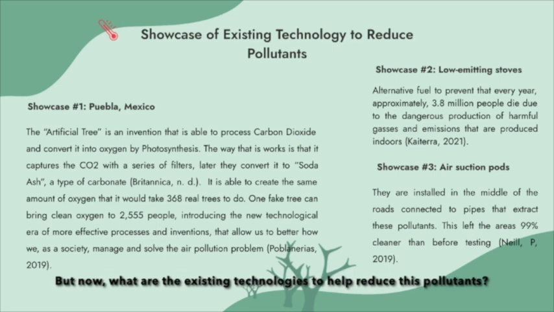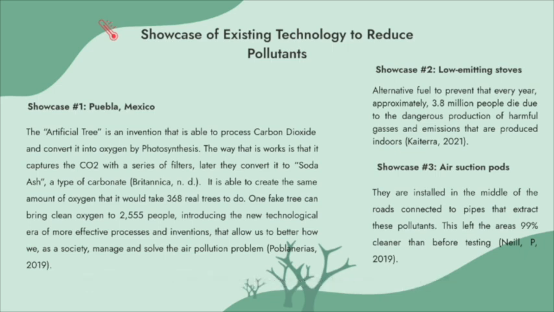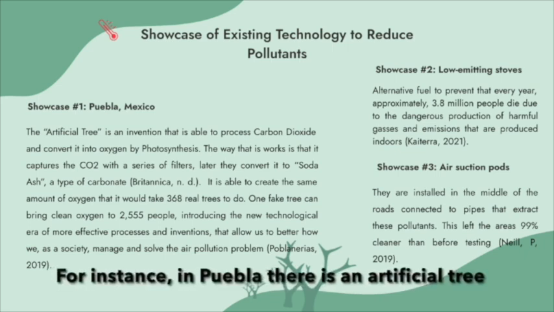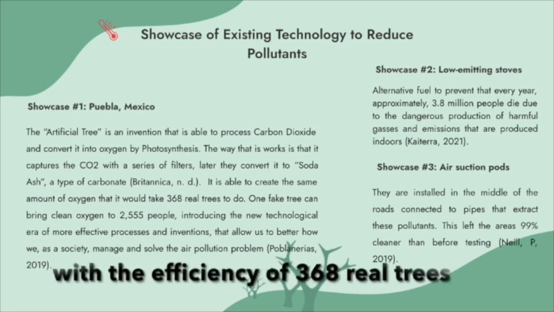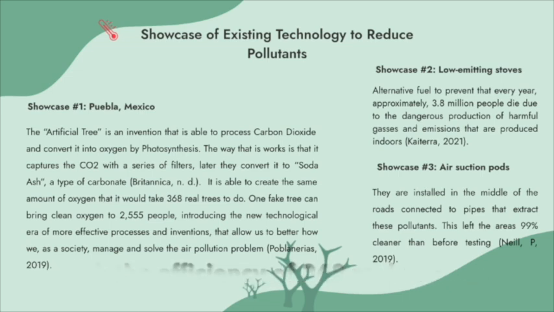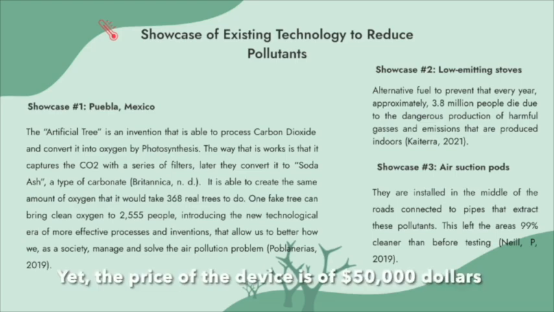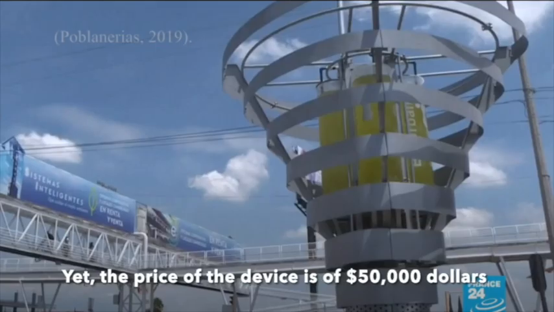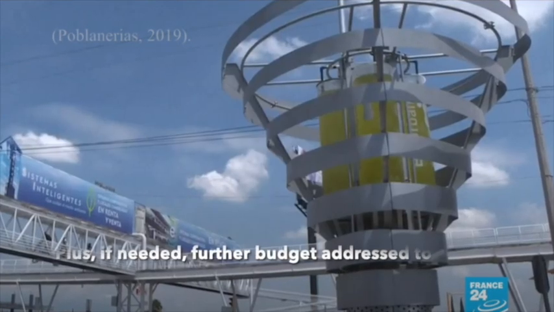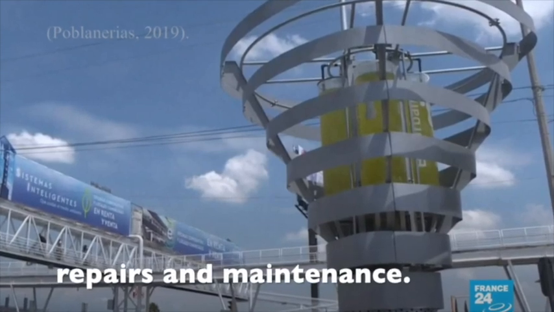But now, what are the existing technologies to help reduce these pollutants? For instance, in Puebla, there is an artificial tree with the efficiency of 368 real trees. This means that it can provide oxygen for 2,555 people. Yet, the price of the device is $50,000 plus, if needed, further budget addressed to repairs and maintenance.